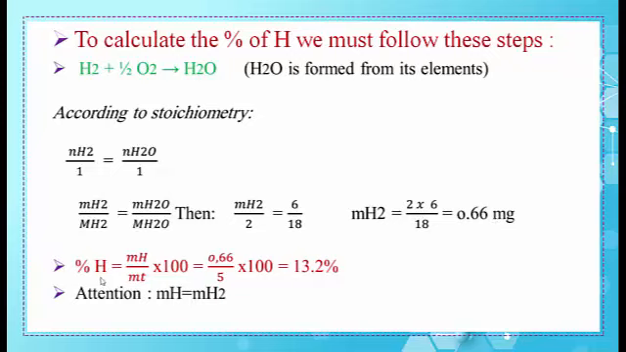Then mass of H2 is equal to 2 times 6 over 18 equals 0.66 milligrams. And the percentage by mass of H is equal to mass of H over the total mass of the compound times 100, equals 0.66 over the total mass of the compound that we burned, which is 5, times 100, equals 13.2%. Here, note that mass of hydrogen is equal to mass of H2.